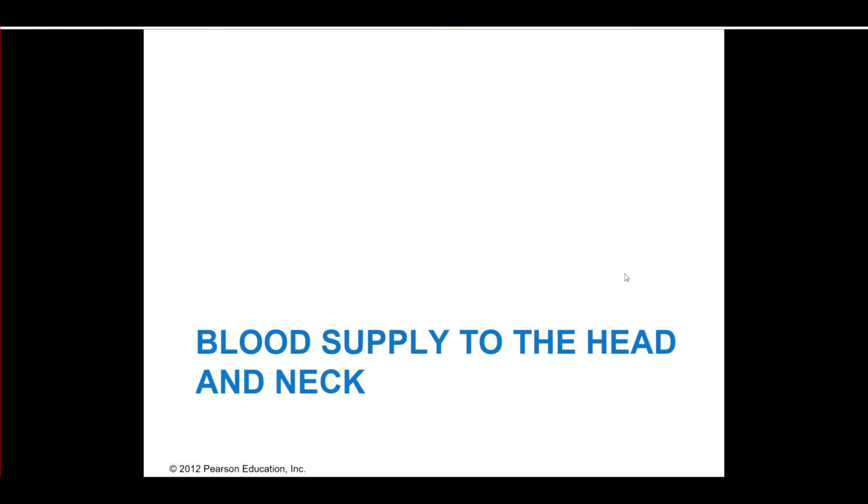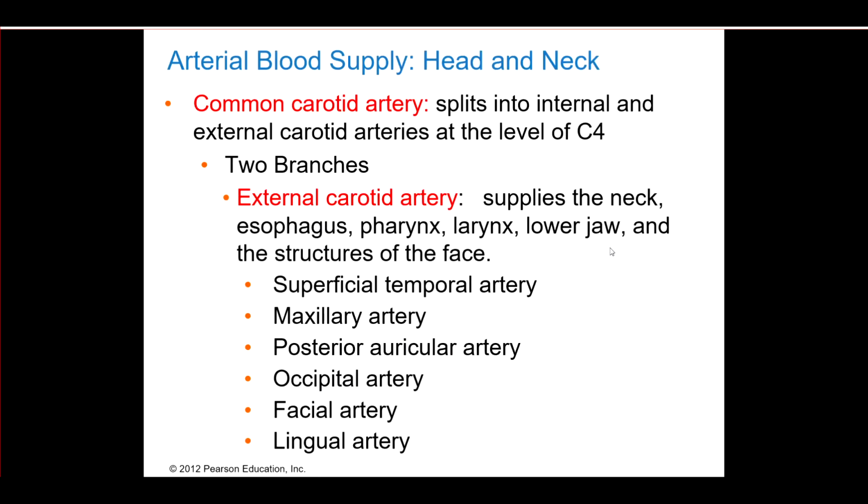So now that we know the ascending aorta and the arch of the aorta, let's take a look at the major blood vessels that are going into the head and the neck. So let's take a look at these two common carotid arteries, right? I'll read this first and then we'll go to the picture. So the common carotid arteries, they're going to ascend on either side of our voice box, the larynx.